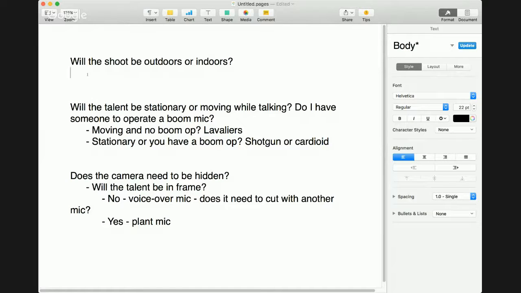So that's something to consider as well. So the first question I really ask myself is, will a shoot be indoors or outdoors? If it's indoors, I will probably stay away from a shotgun microphone and go with something more like a cardioid if I can. And by cardioid, again, I'm referring to a small diaphragm, super cardioid or hyper cardioid microphone.